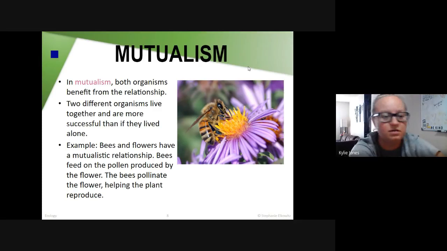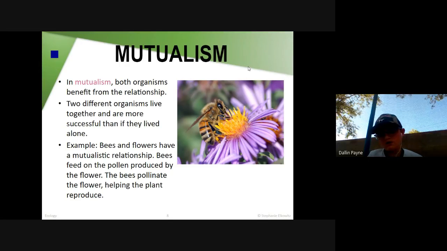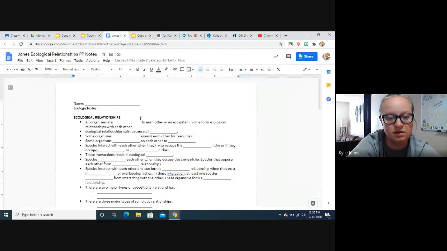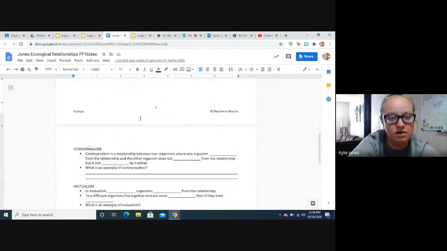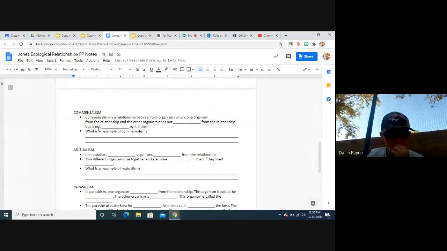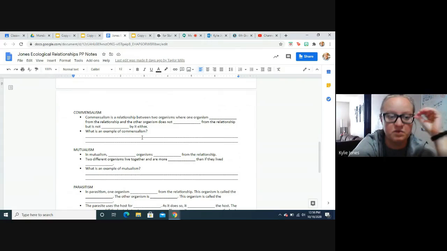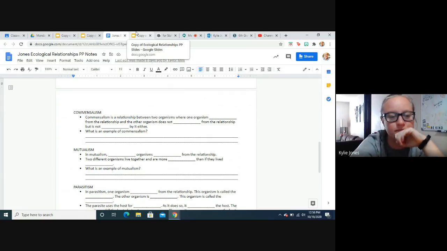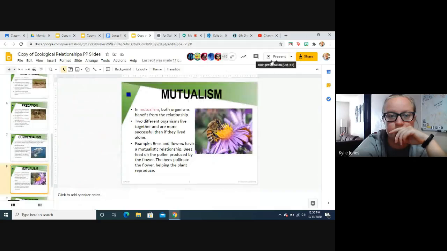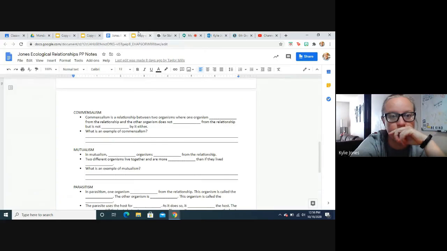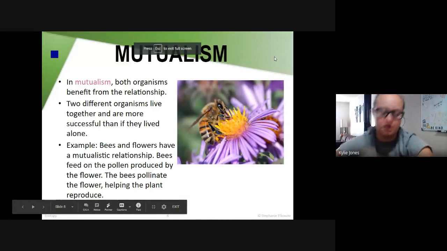On the two sentences, because I'm still on the other one. On the two sentences, do we write on the two sentences? Yeah, go down. It's on that one. What is an example of commensalism? You can copy and paste the example if you need to, because there is an example on the slide. Okay. All right, I'm going to wait about 4 minutes until 1 o'clock, and then we'll do our last slide.